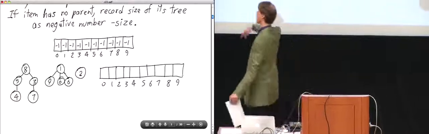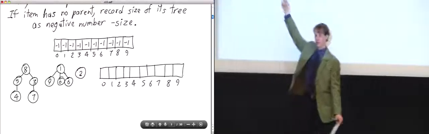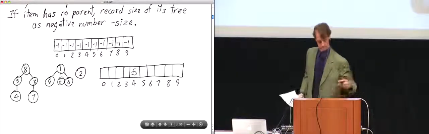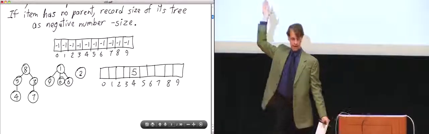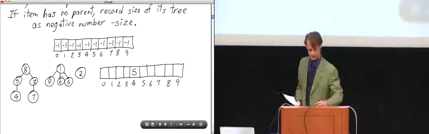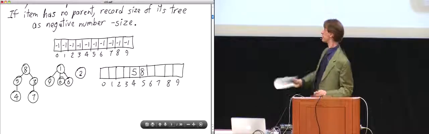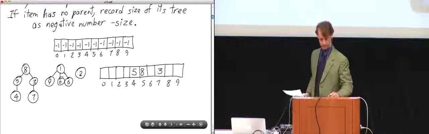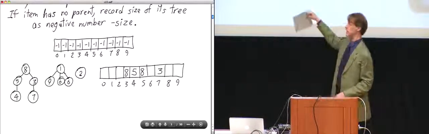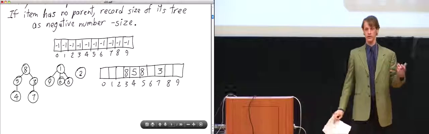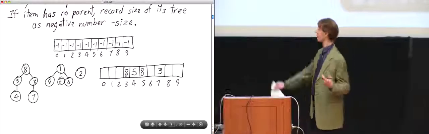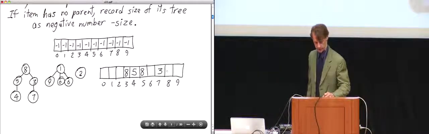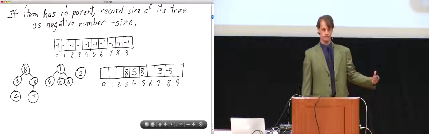So let's start from the left. The parent of 4 is 5, so in box 4, we will put a 5. The parent of 5 is 8, so in box 5, there is an 8. The parent of 7 is 3. The parent of 3 is 8. And 8 is a root, so in 8's box, we don't store a parent. It doesn't have one. Instead, we store the size of its tree, which is 5, and we store it as a negative number so that we know that 8 is a root.